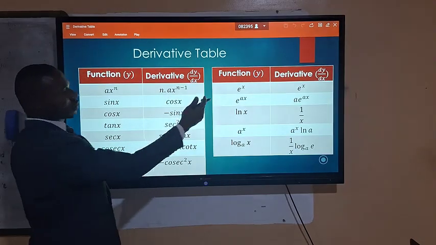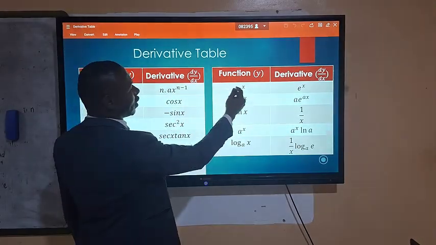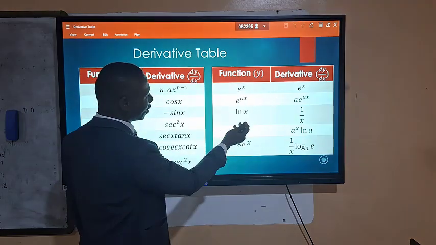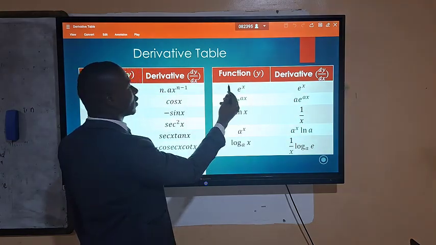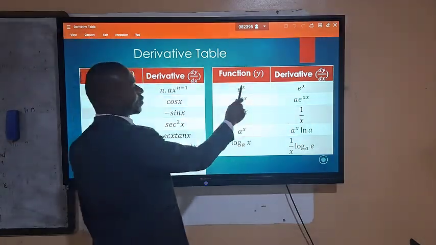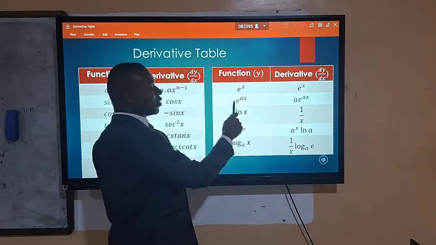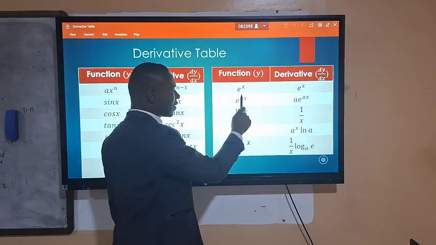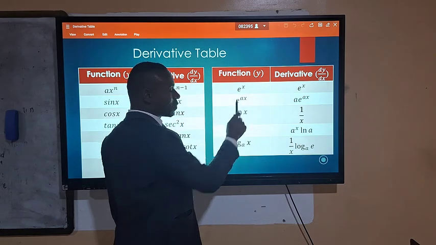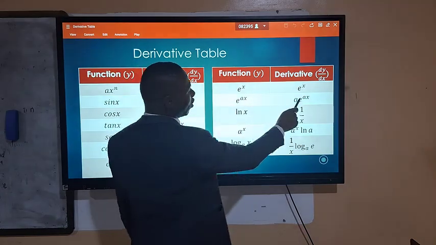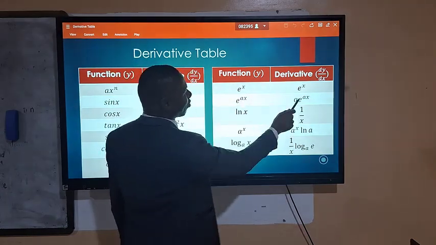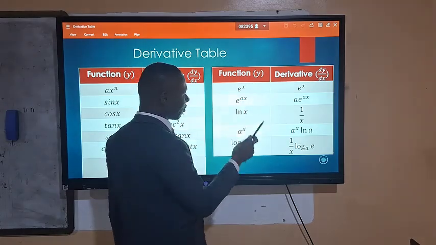Then these ones are the exponential functions and the logarithmic functions. When you differentiate exponential x only, you get back the same. If something is mixed at the exponent, just differentiate that and multiply with the original function.